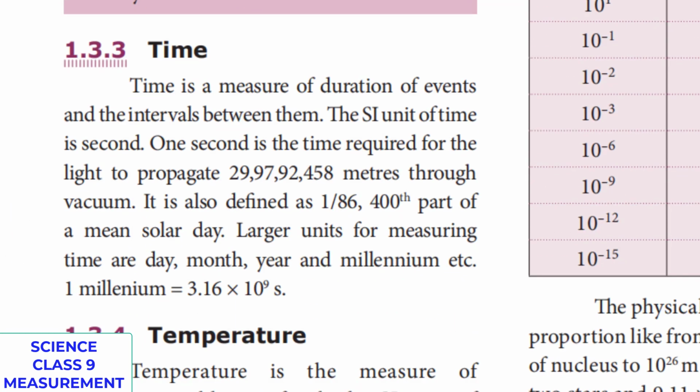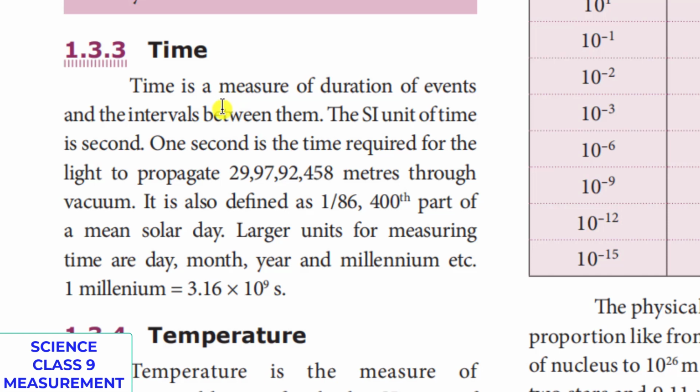Then coming to the case of time. This is the duration between two events. Take one example: you are starting from your school and you are reaching your house. Then there are two events, and if you calculate the duration between these events, that is the time. Okay, the SI unit of time is second.